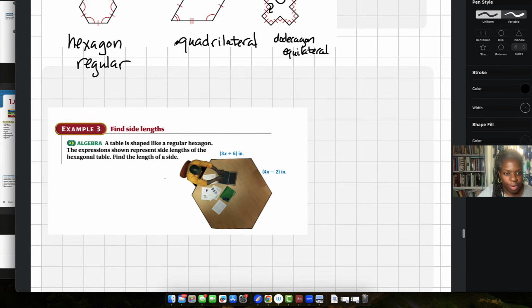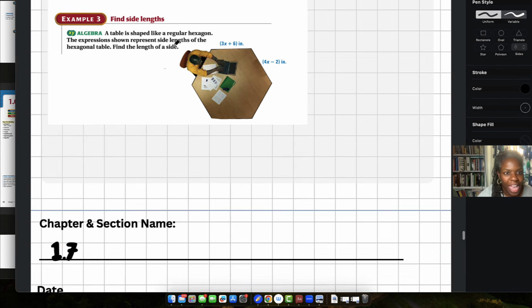Over here in example 3, we have a table that is shaped like a regular hexagon. Regular meaning all the sides are congruent and all the angles are congruent as well. The expression shown represents the side lengths of the hexagonal table. Find the length of each side. Okay, we can do that.